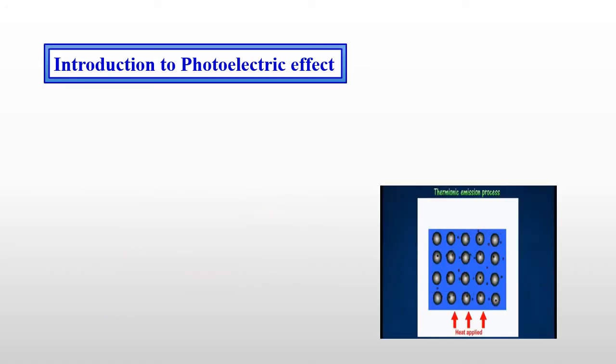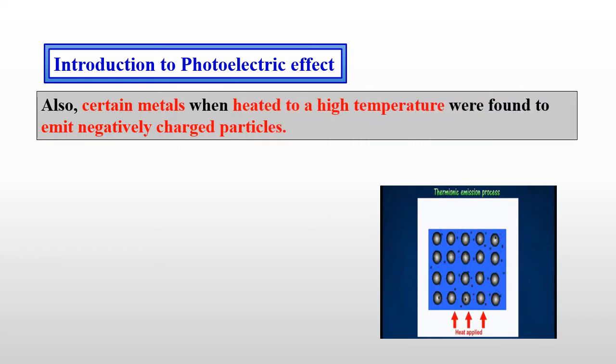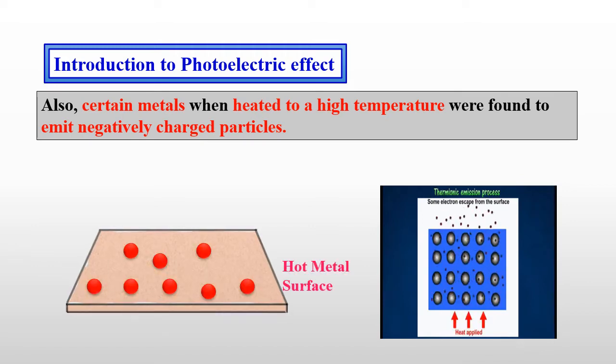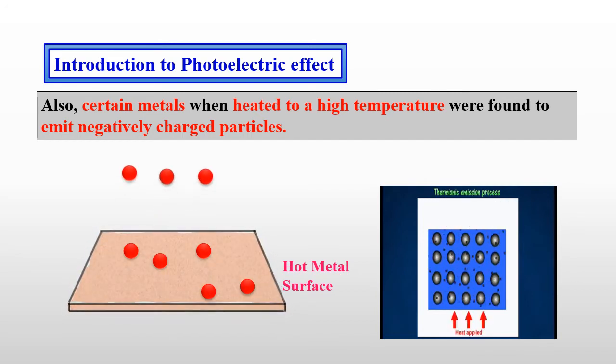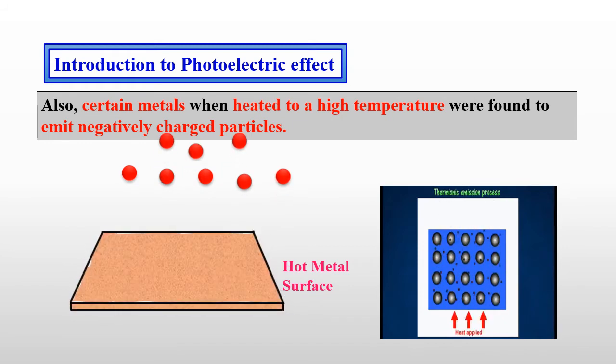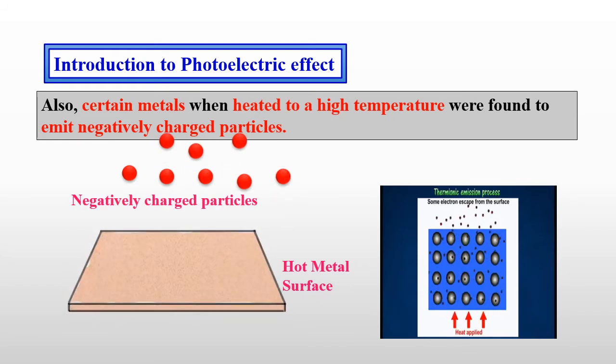So when we give heat, the electrons will acquire that energy and come out of the surface. Also, certain metals, when heated to high temperature, were found to emit negatively charged particles. So this is the hot metal surface. The free electrons acquire energy and come out from that metal surface. So these emitted particles are negatively charged electrons.